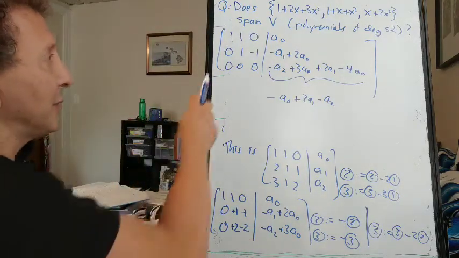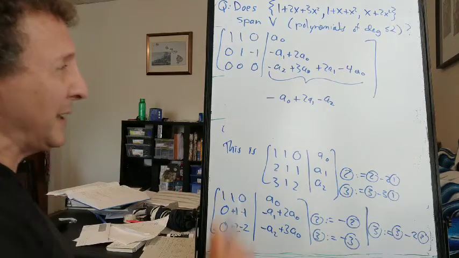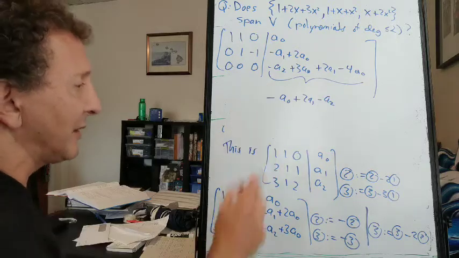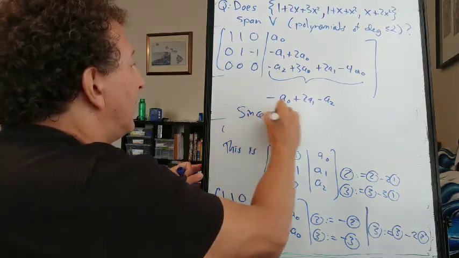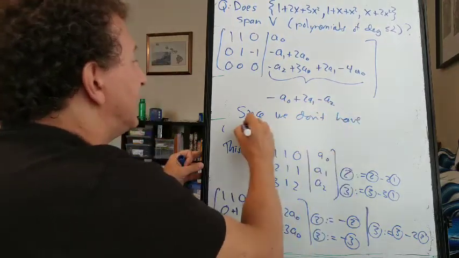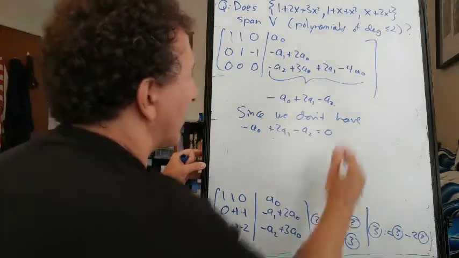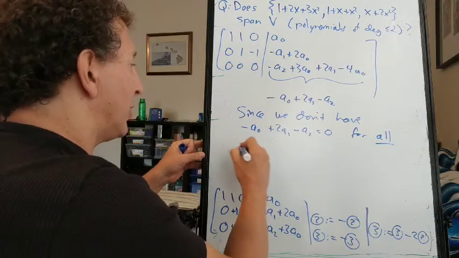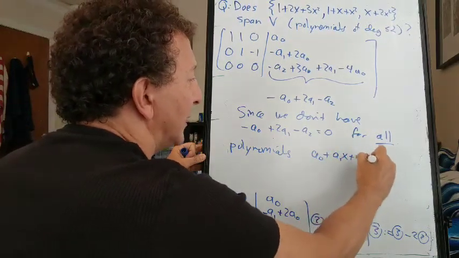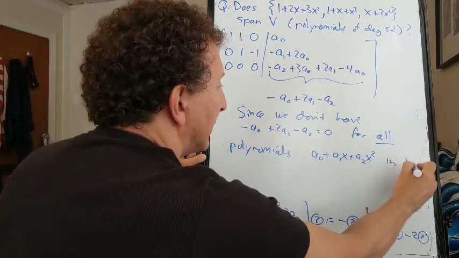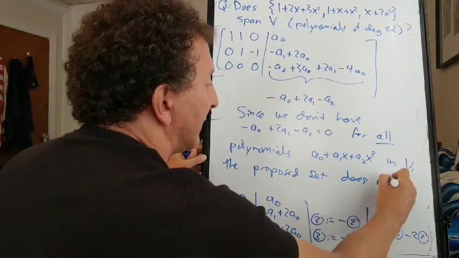Now this third equation is going to be problematic because we've got 0c1 plus 0c2 plus 0c3 equals this expression, which is not necessarily 0. I mean, I guess there are some values of a0, a1, and a2 that make this 0, but we're trying to solve the equation in a way that will work for all possible values of a0, a1, and a2. Since we don't have negative a0 plus 2a1 minus a2 equals 0 for all polynomials a0 plus a1x plus a2x squared in the space, that means that the proposed set does not span V.